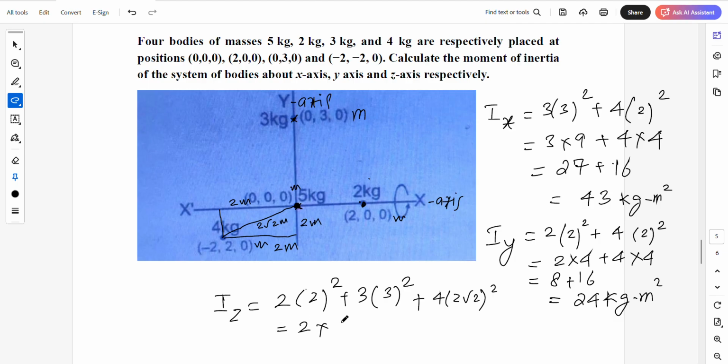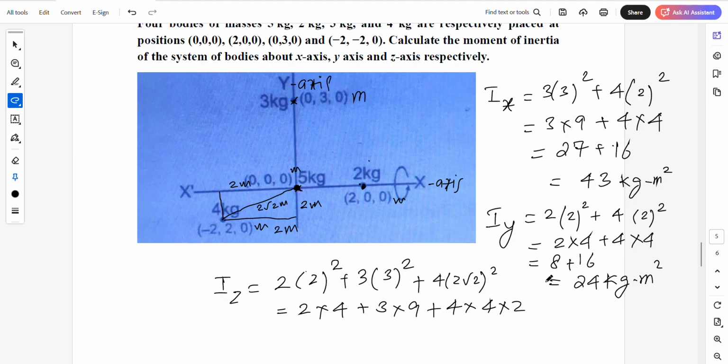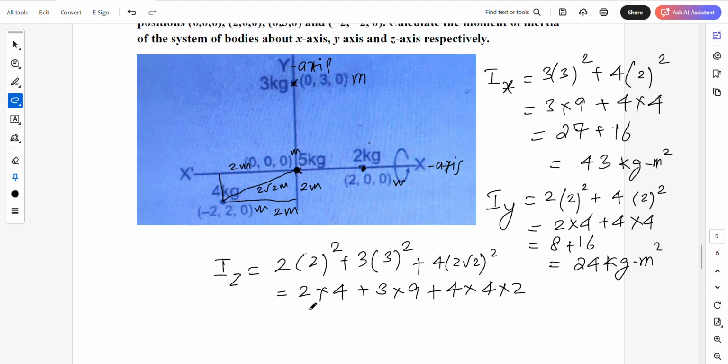That is equal to 2 into 4 plus 3 into 9 plus 4 into 4 into 2. 8. Okay, 16 into 2, 32. That is equal to 8 plus 27 plus 32. That is equal to how much? 40, 67. 67 kg meter square. Hope you understood for z axis.